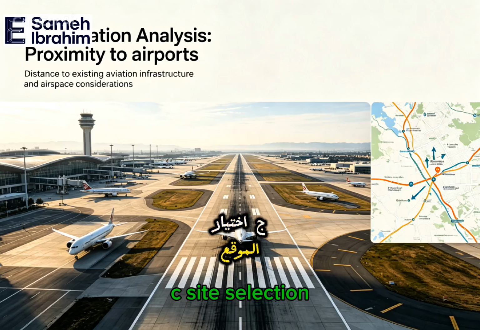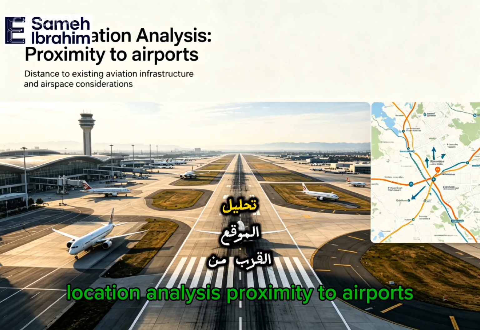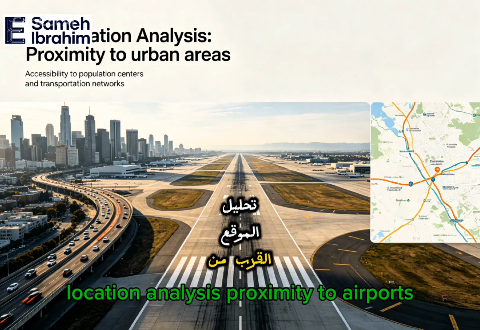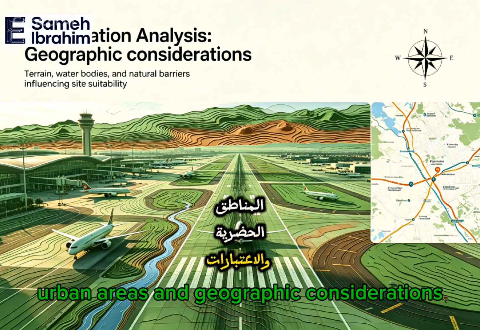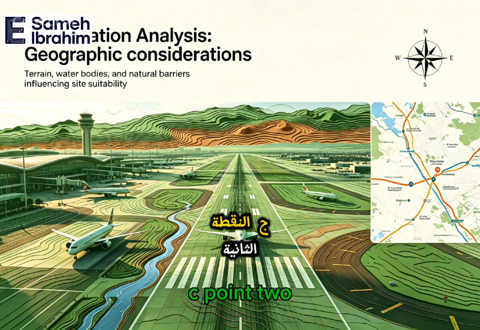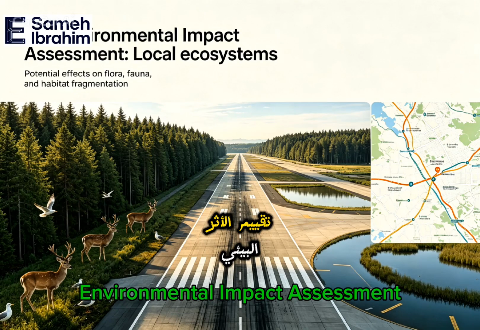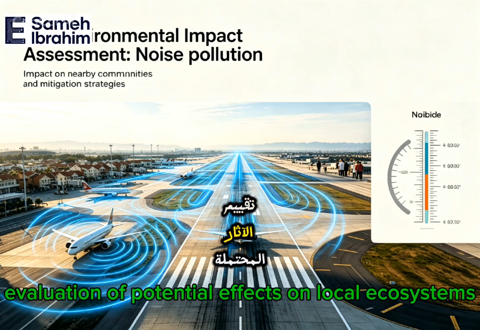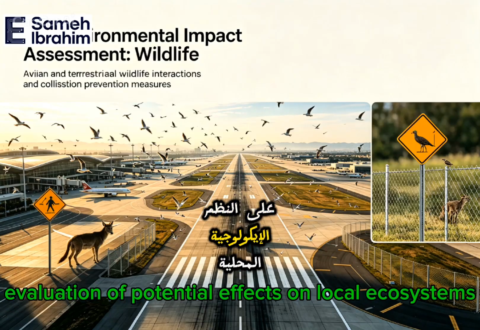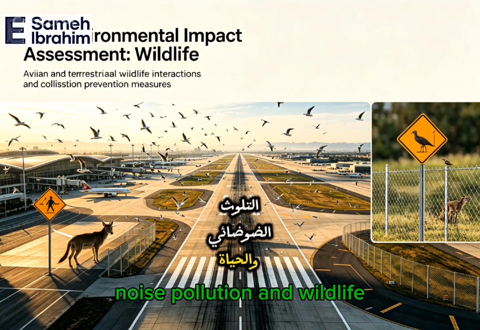C. Site selection. C1. Location analysis. Proximity to airports, urban areas, and geographic considerations. C2. Environmental impact assessment. Evaluation of potential effects on local ecosystems, noise pollution, and wildlife.